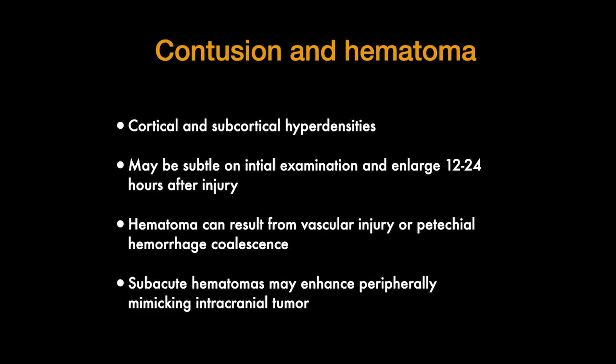Okay, continuing into the brain parenchyma now, contusions and hematomas. These are typically cortical or subcortical hyperattenuation. They can be subtle on initial examination and enlarge 12 to 24 hours after injury. Hematomas can result either from direct vascular injury or hemorrhagic coalescence of petechial hemorrhages. Subacute hematomas can enhance peripherally and can sometimes mimic intracranial tumors.